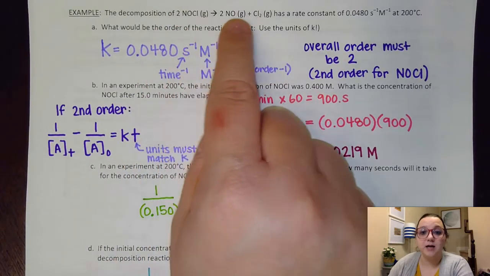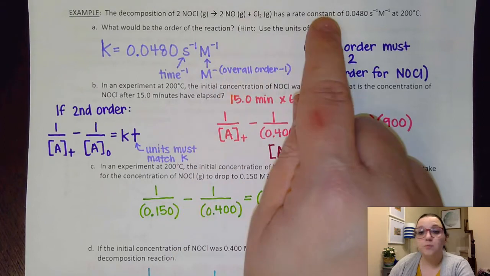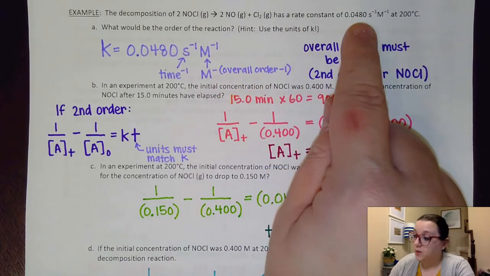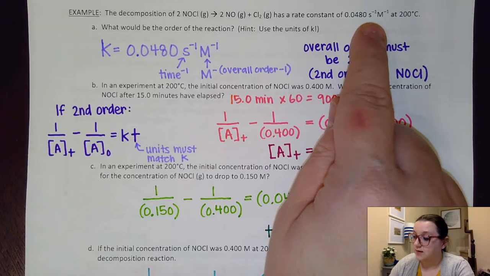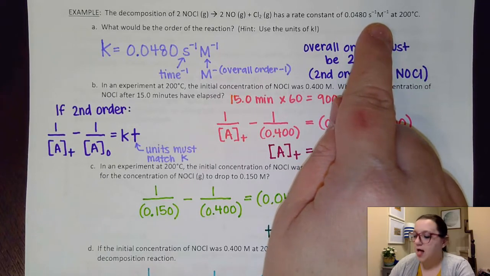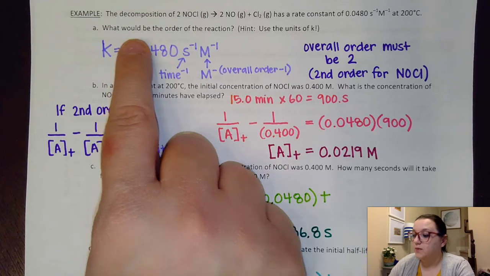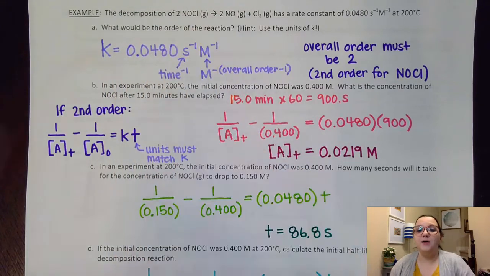They give us a reaction that's occurring, and they give us a rate constant K of 0.0480 seconds to the negative first, molarity to the negative first. And the first question asks, what would be the order of the reaction? Now, it gives us kind of a hint here to use the units of K.